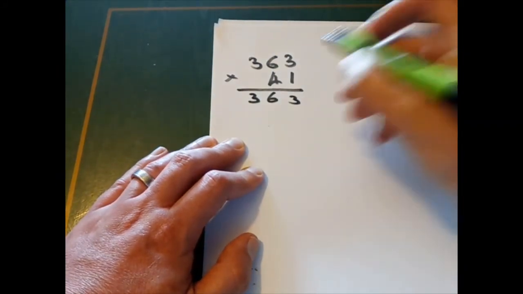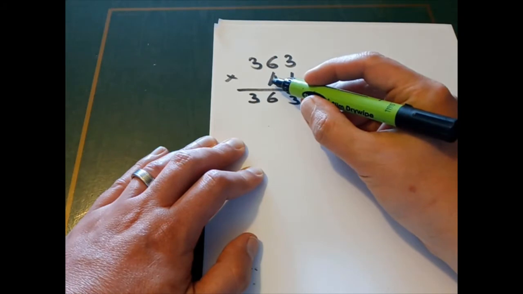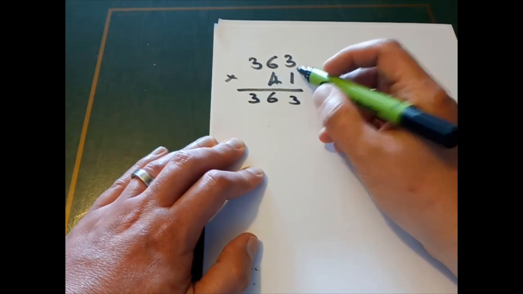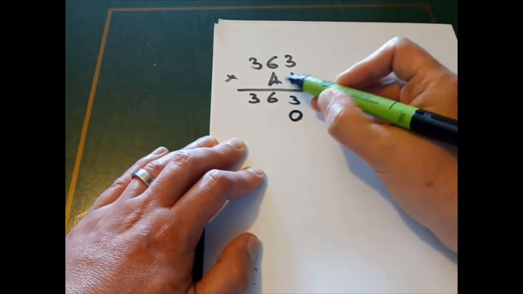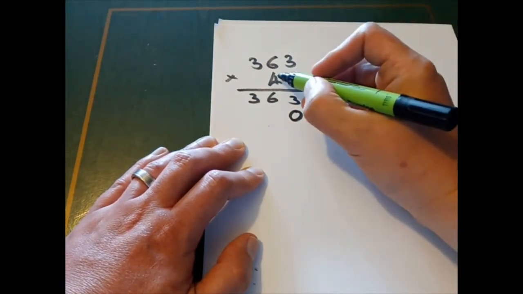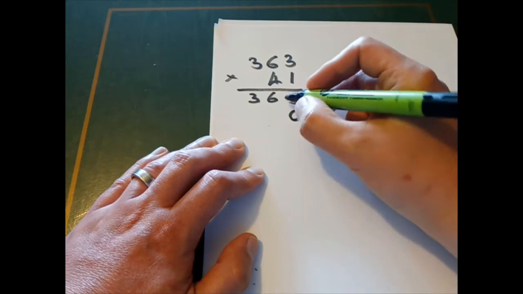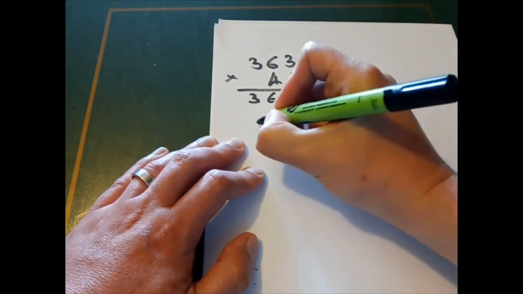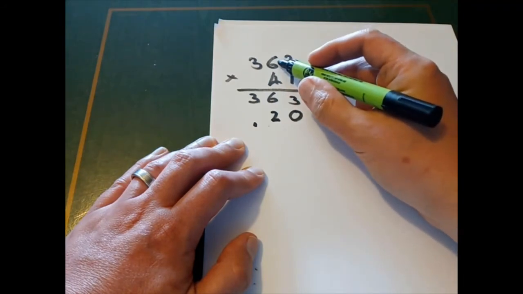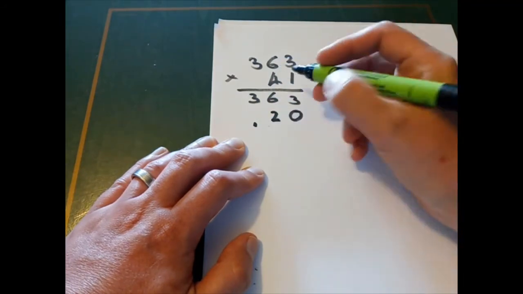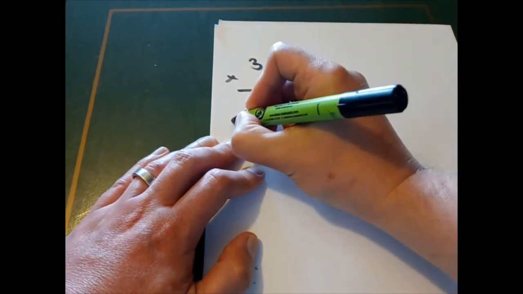Easy first row. Moving across to the 4. Remember, it's not actually 4, it's 40. So we must put our placeholder 0 in to cope with the place value shift. 4 times 3 then becomes 12. 2 goes in, 1 goes over. 4 times 6 is 24. And the 1 gives us 25.